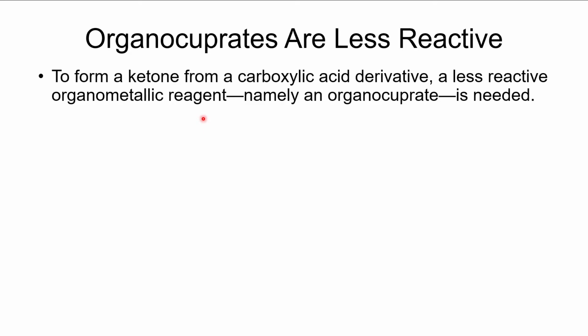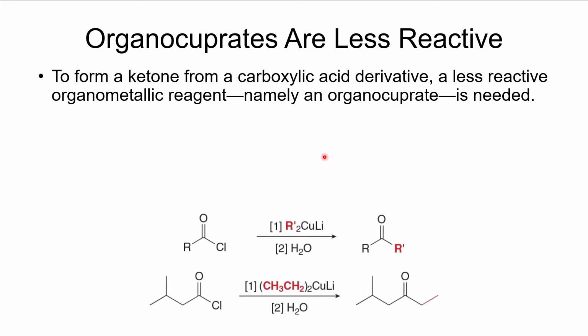So if we want to form a ketone from either an ester or an acid chloride, then we're going to need to use a less reactive reagent. And the less reactive reagent is our organocuprate reagent that I have been hinting about for a long time. The organocuprate will react with our acid chloride. It will do that first step, the nucleophilic substitution, and then we'll have a ketone. And then to get rid of any of the remaining organocuprate, we'll add some water, and that just cleans things up, and we'll have our ketone as our product.